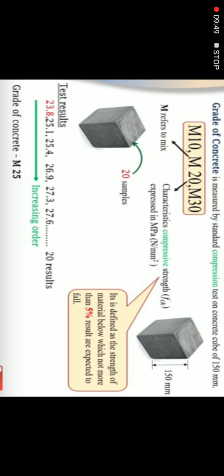The 5% of test results are expected to fall below, that is 15 cubes out of 20. 15 cubes have got the design strength, 5 cubes have not got the design strength. That strength is called as characteristic compressive strength.